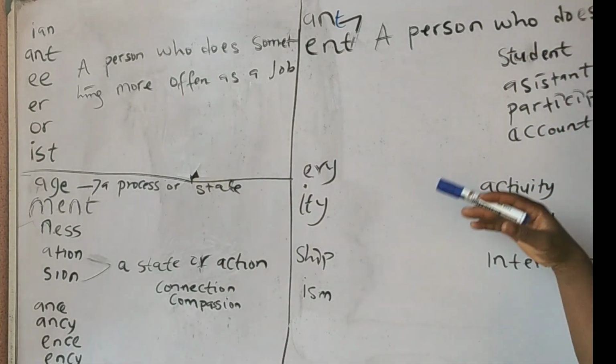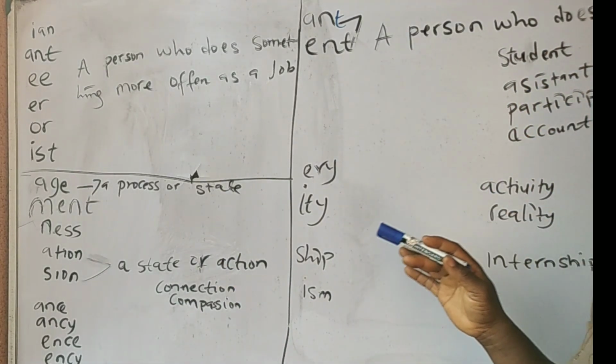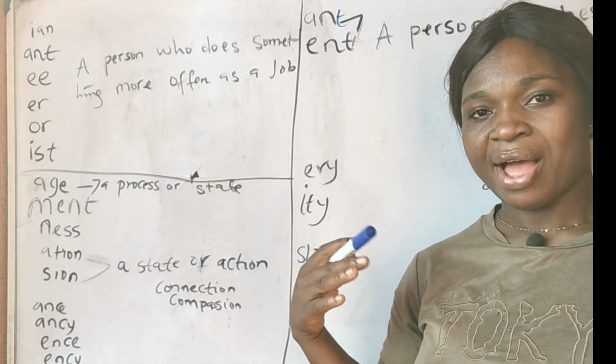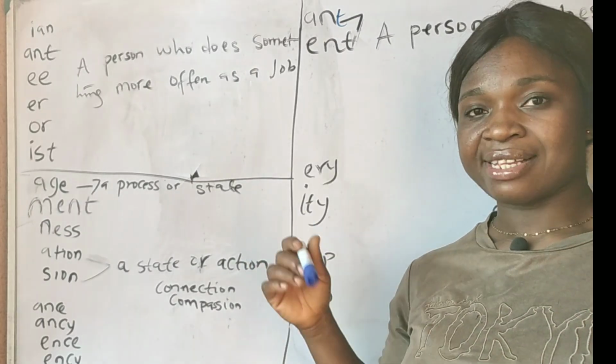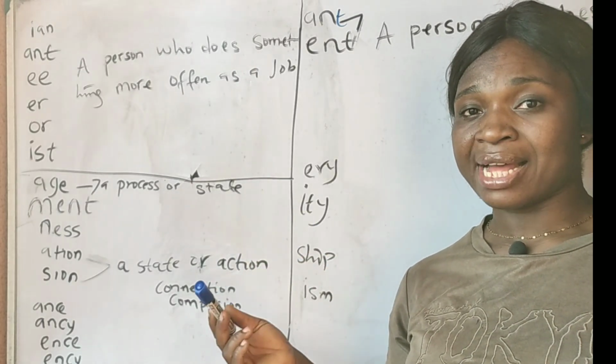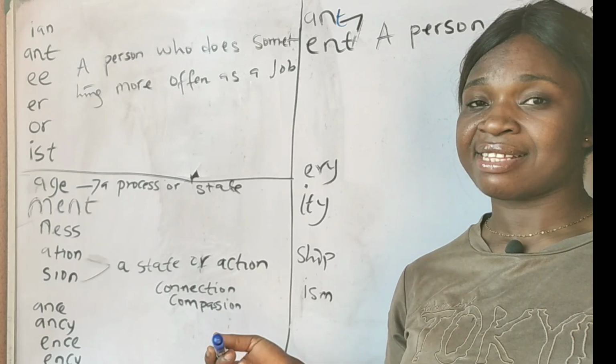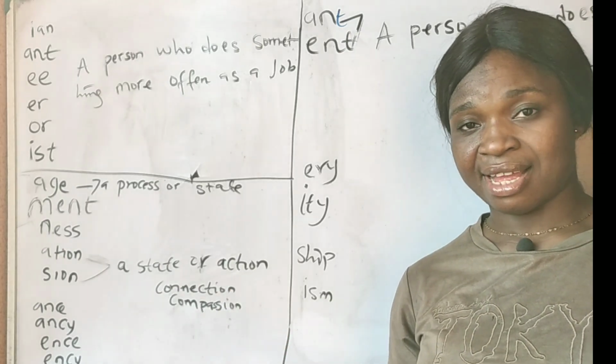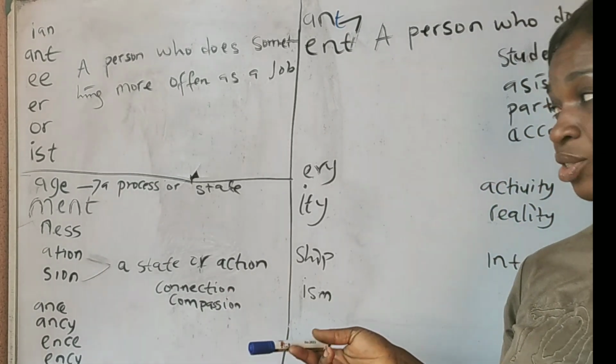For instance, if I have assist, assist is the verb. Please, can you assist me with some money? Assist right there is the performing part of the sentence. The assistant is the person giving the assistance. I don't know if you got that. So that is a noun.